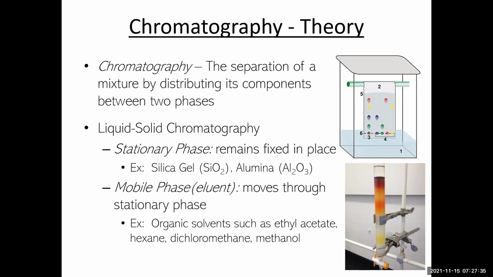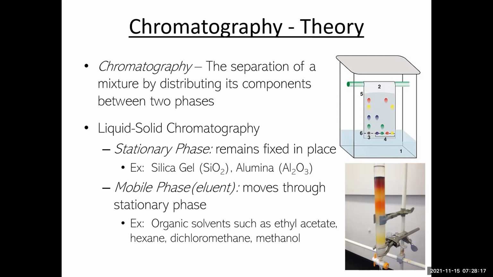And there's also a mobile phase, also known as an eluent, and that mobile phase will be moving through the stationary phase. And again, based on a compound's affinity for either the stationary phase or the mobile phase, the compound will move at a different rate, thereby separating it from other compounds in the mixture. Typically our mobile phase is an organic solvent, and it could be common solvents such as ethyl acetate, hexane, dichloromethane, and methanol.